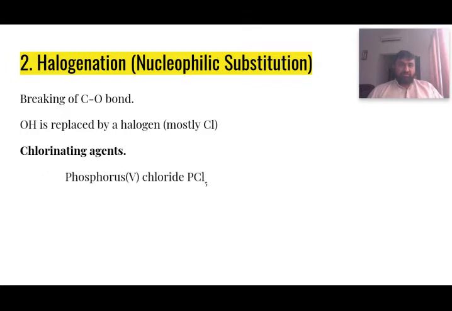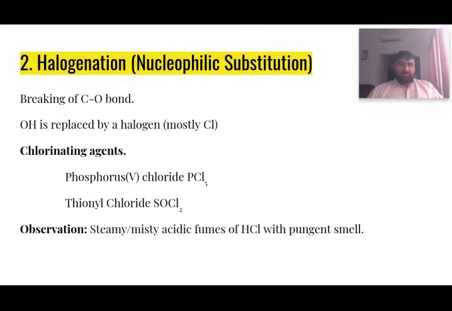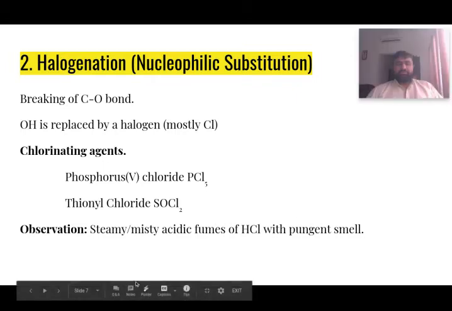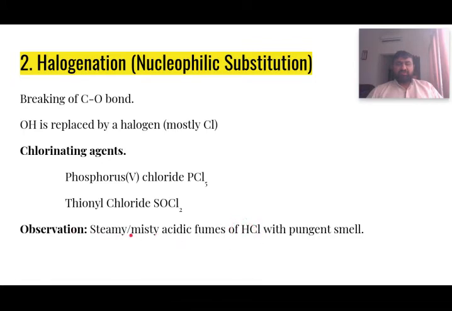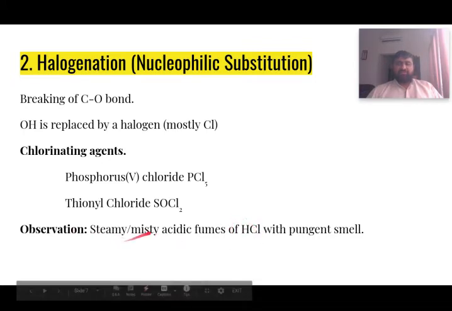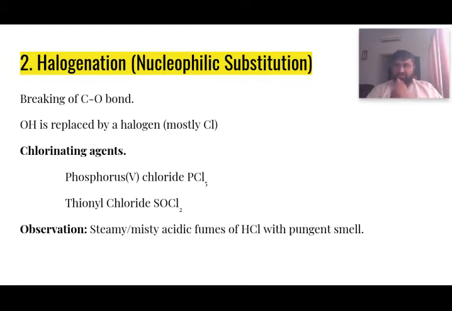Very famous chlorinating agents are phosphorus pentachloride, whose formula is PCl5. Another one is thionyl chloride, which is SOCl2. In all those reactions, along with the organic product, another product is produced, which is HCl. And how would we know? This has a very distinctive observation, which is steamy, misty, acidic fumes with a very pungent smell. You can't smell it, it just goes straight to your nose, to your head. So it is a very, very pungent smell.